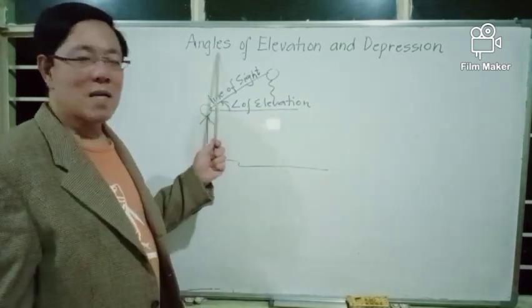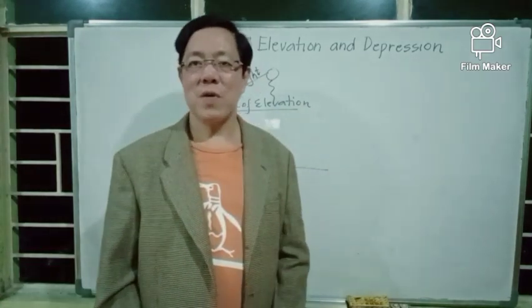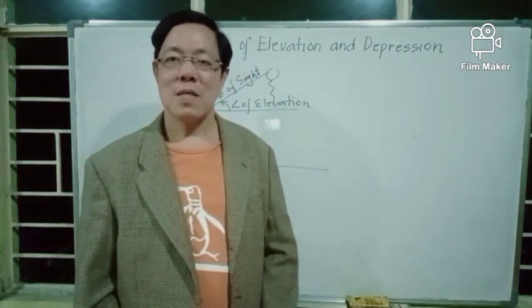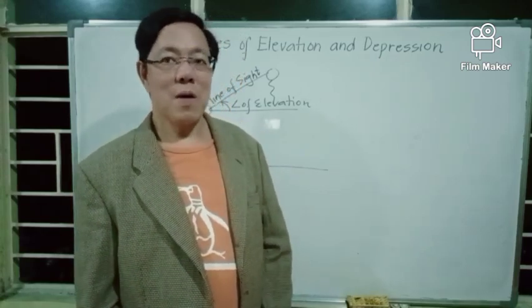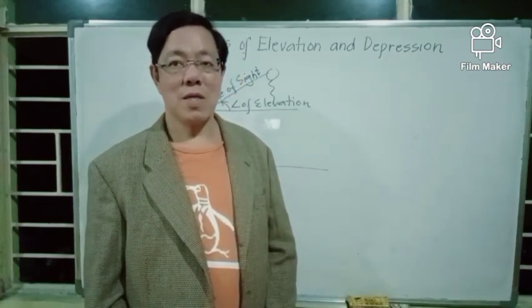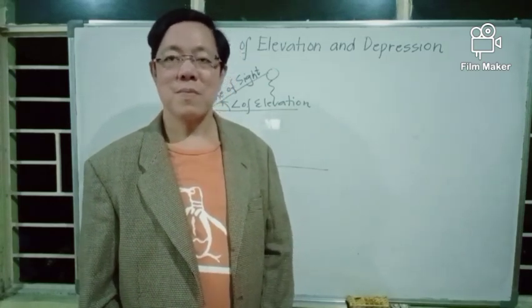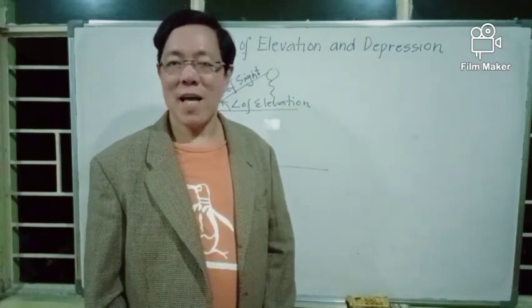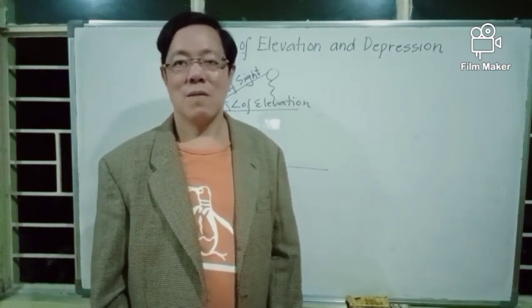Now we define angle of depression. The angle of depression from the observer to an object is defined as the angle that the line of sight of the observer makes with the horizontal.